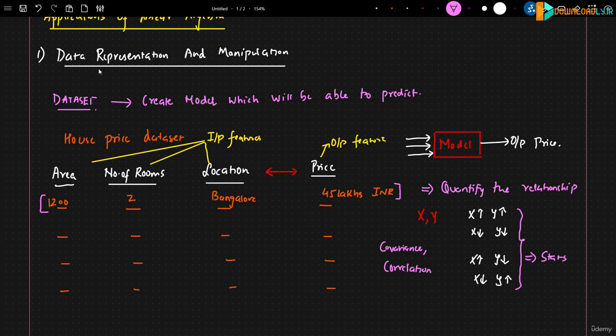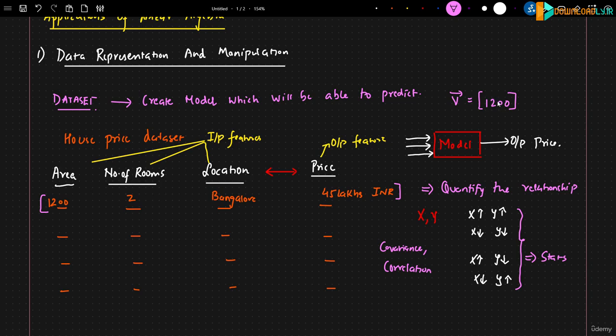Now, two important terms that I've used over here: data representation and manipulation. Linear algebra provides a tool for representing and manipulating this data in the form of vectors. Whenever we talk about vectors, vectors can be single dimension. Let's say this is the notation of a vector, and in this vector I have one element, 1200, which is my area. So this becomes a one dimension vector.